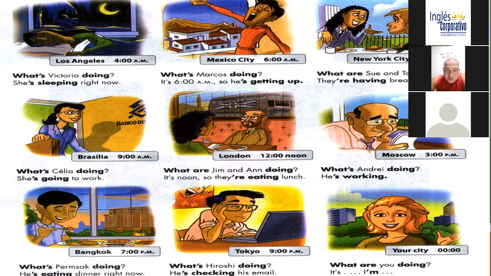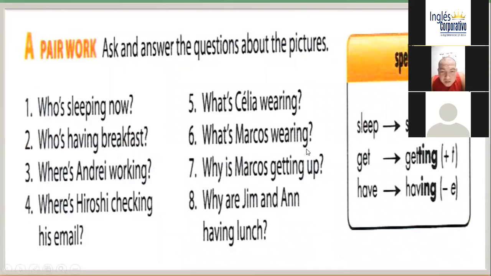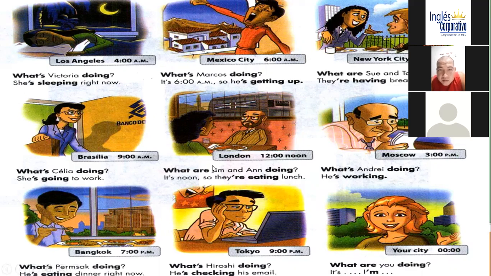La última. Why are Jim and Ann having lunch? Quiero ver. Jim and Ann están en London. What is the question? London.